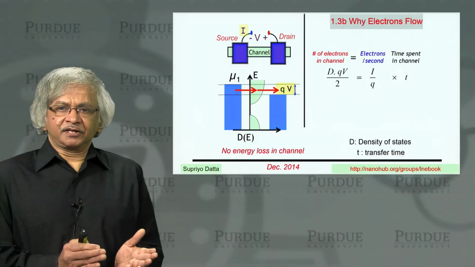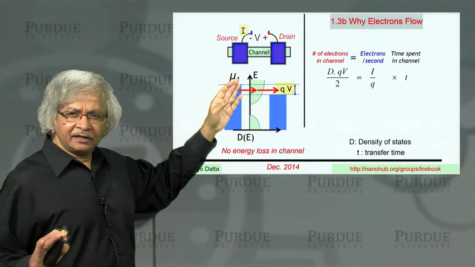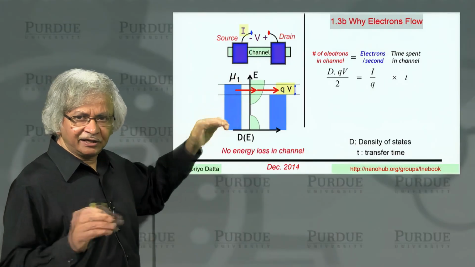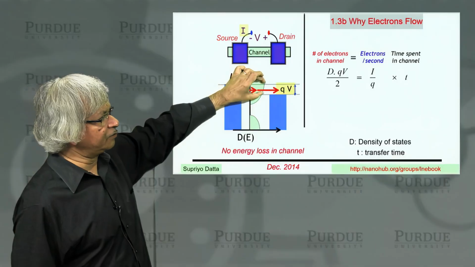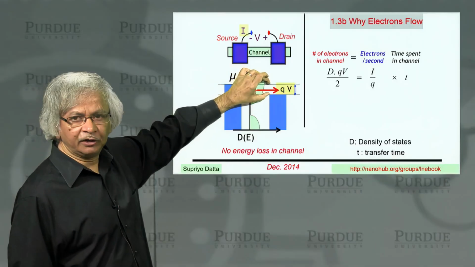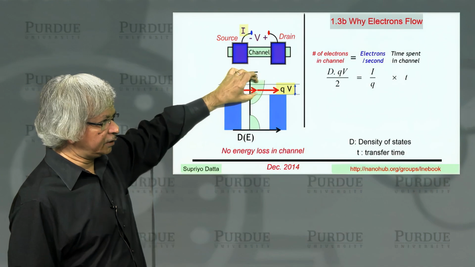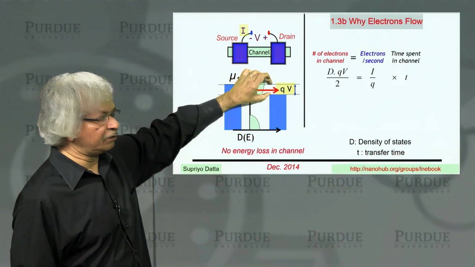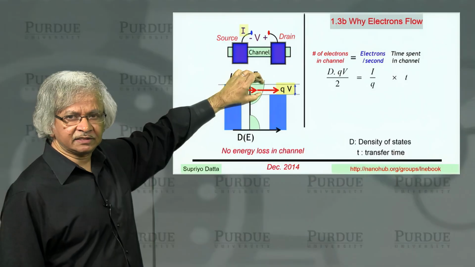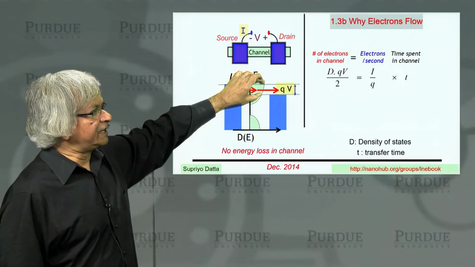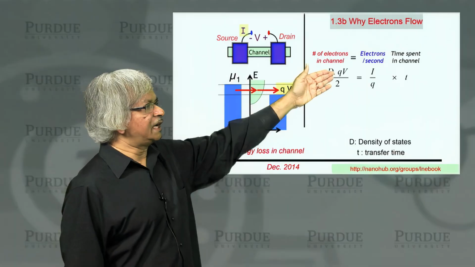Let's try to get an expression for the current. Let's first do this approximately, and in the next slide, I'll do it a little better. First, let me assume that over this entire energy window, which is opened up by this applied voltage, the density of states is almost constant. So how many states do we have in this window? Well, it will be D times QV.